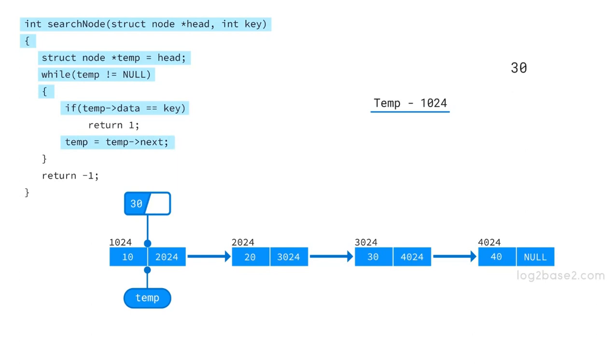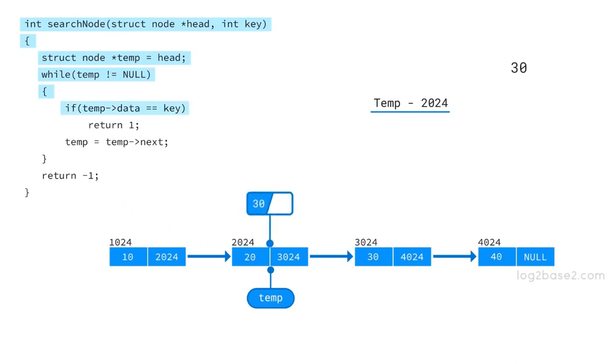Temp equal to temp next. Now temp will be holding the next node address, which is 2024. So temp now points to the second node. Again the while condition is checked. Temp equal to 2024, which is not equal to null. So enter the loop. Now compare 20 with 30. But it's not the same value, so the if condition again failed. So it jumps to the next statement.